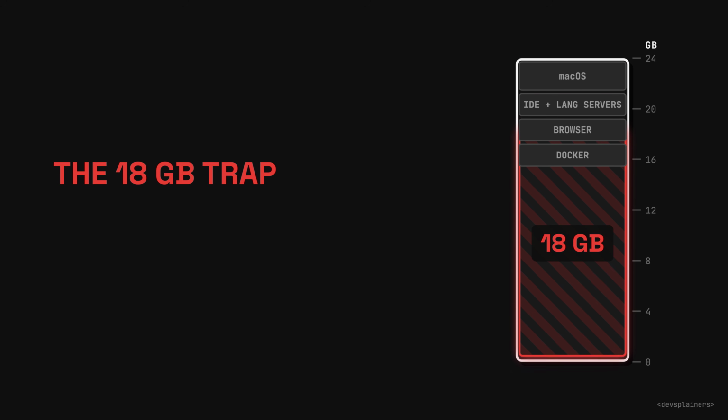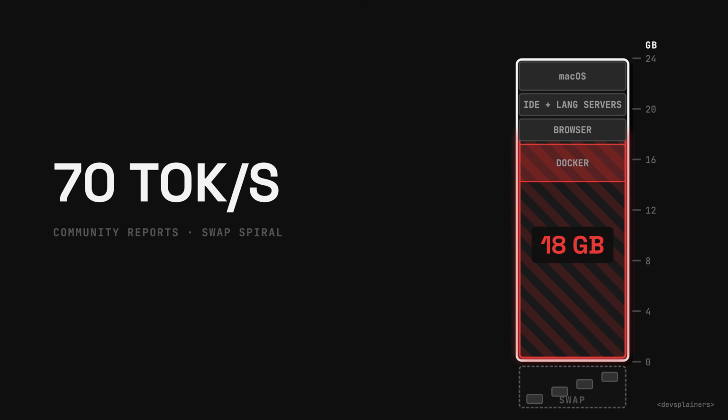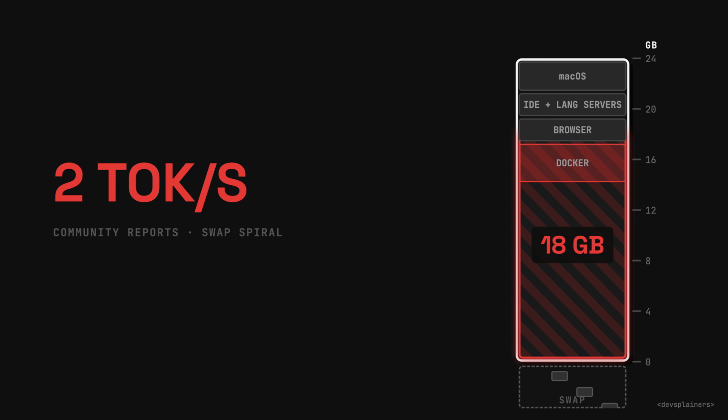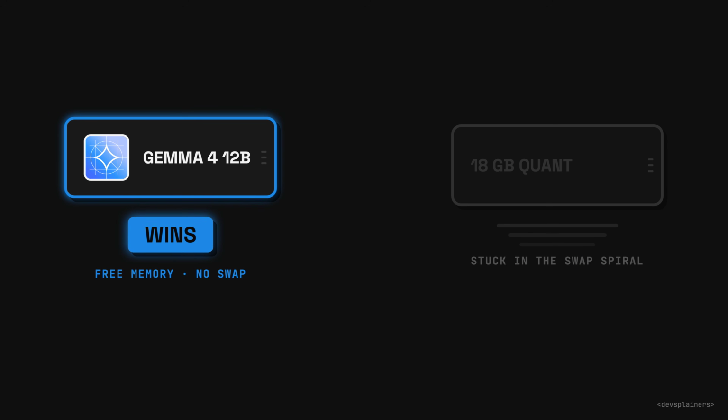The 18 GB quantizations will still load on a quiet machine. Then Docker wakes up, macOS starts swapping, and community reports show 70 tokens per second collapsing to 2. A smaller model with free memory beats a bigger model in a swap spiral every day of the week.